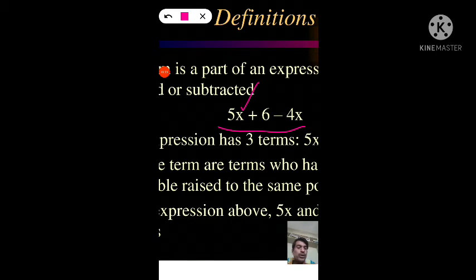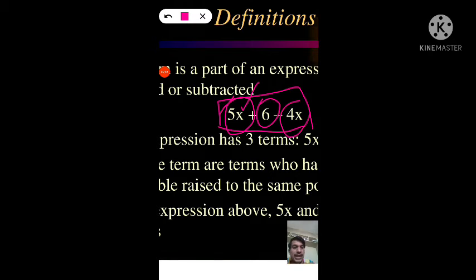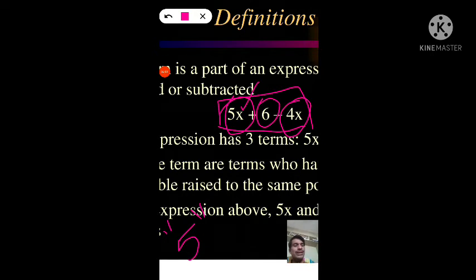Okay, and you might have observed that in this expression we have three terms: 5x is one term, 6 is the second term, and minus 4x is the third term. Among these three terms, I am asking what is the coefficient of the first term, 5x. Clearly it is 5, because 5 is a constant number multiplied with a variable quantity x, so 5 is the coefficient of the first term 5x.